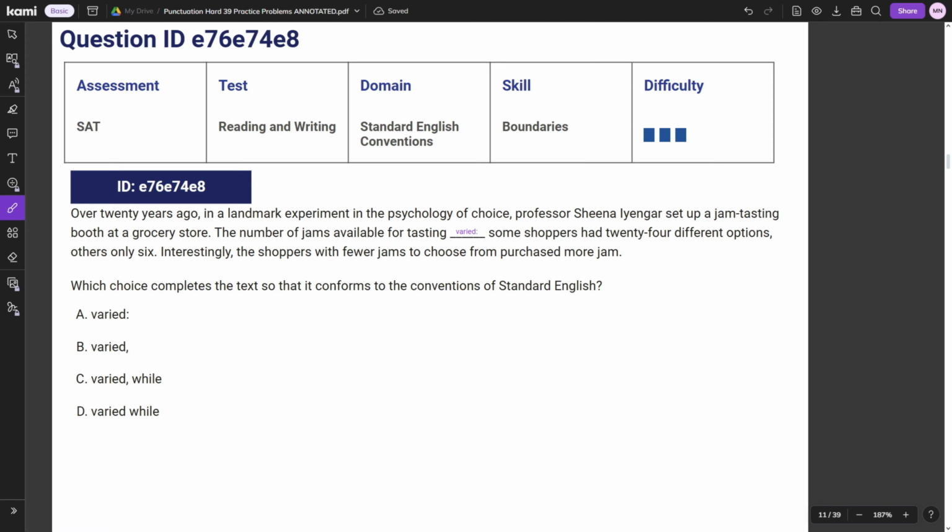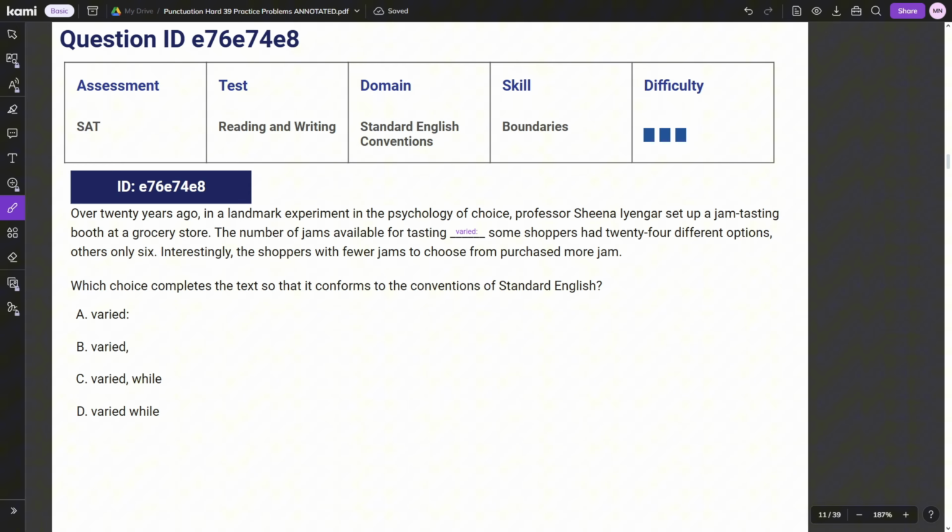Now we used a colon here, and you should remember the most important condition to use a colon is that everything before the colon needs to be a complete sentence. So let's go ahead and check if that part before the colon is a complete sentence. So the number of jams, that would be our noun, and then varied, that would be our verb. So that does check out. Now usually everything after a colon is either going to be an explanation or a list, but it could really be anything. Let's go ahead and read it.